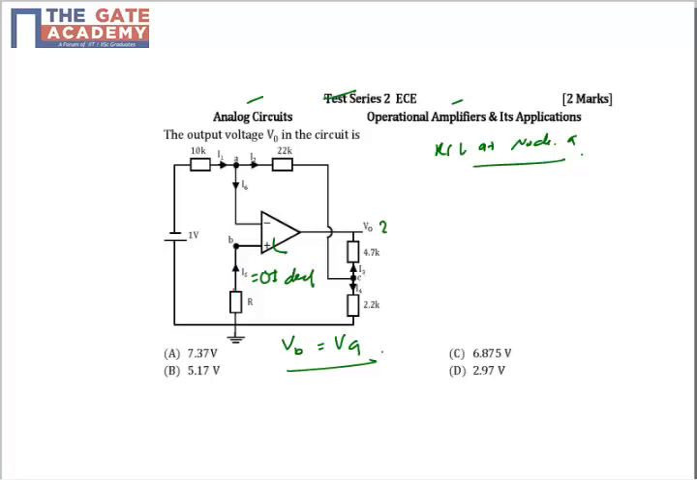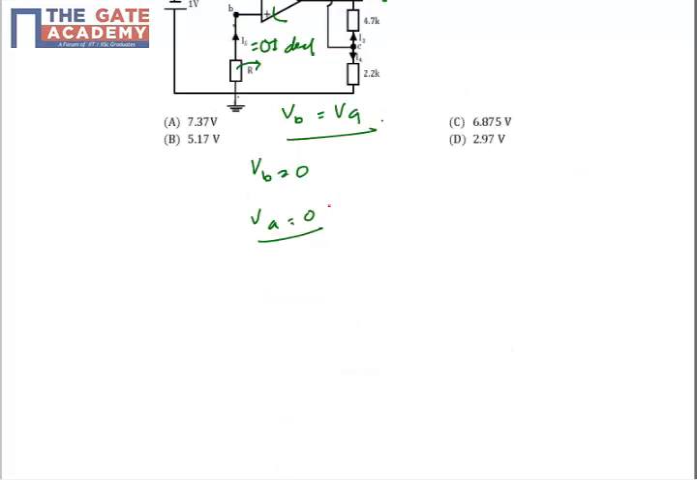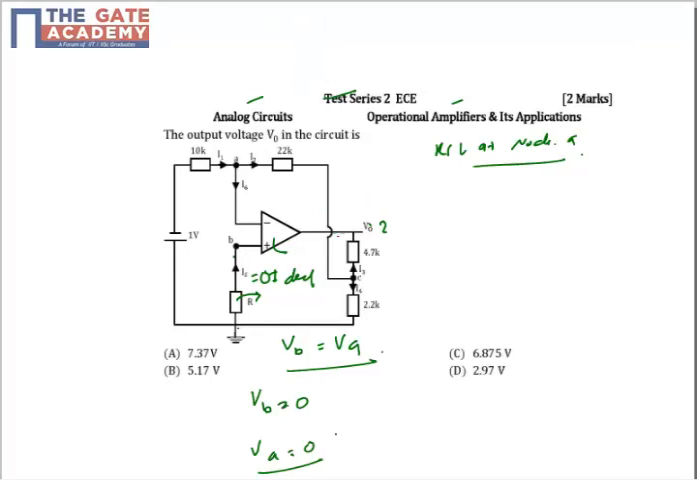If I5 is zero, there will be no current across this resistance R. So my VB will be zero, because the resistor R is connected from B to ground. If there is no current, then the voltage drop is zero. It means that VB is zero. VB zero means VB is equal to VA from virtual ground, so my VA is also zero.